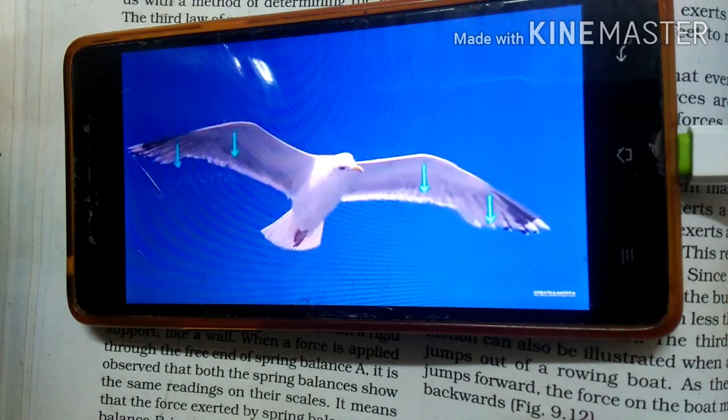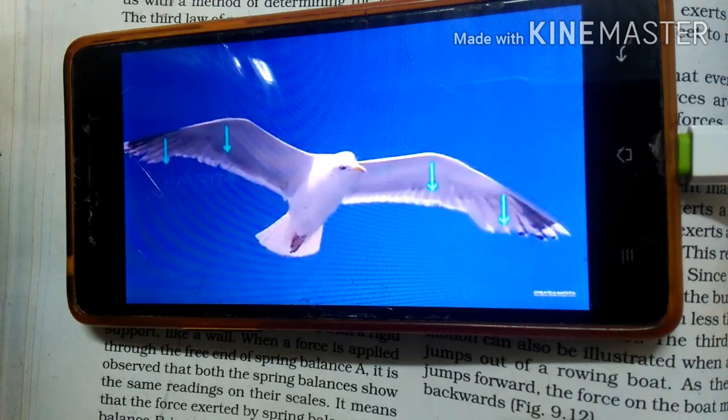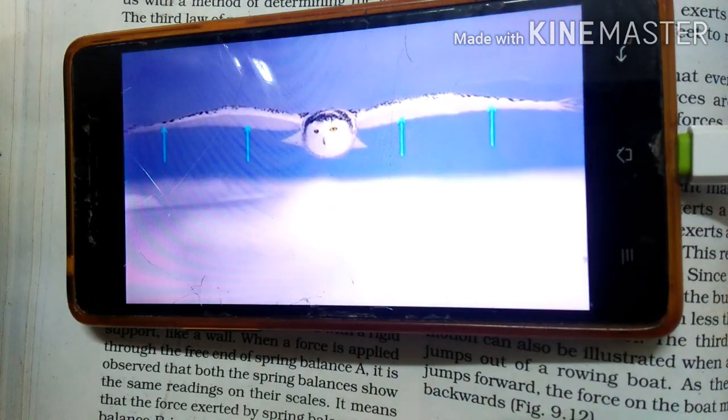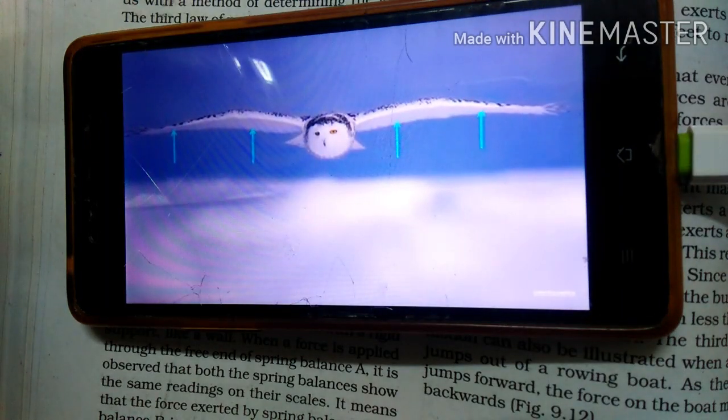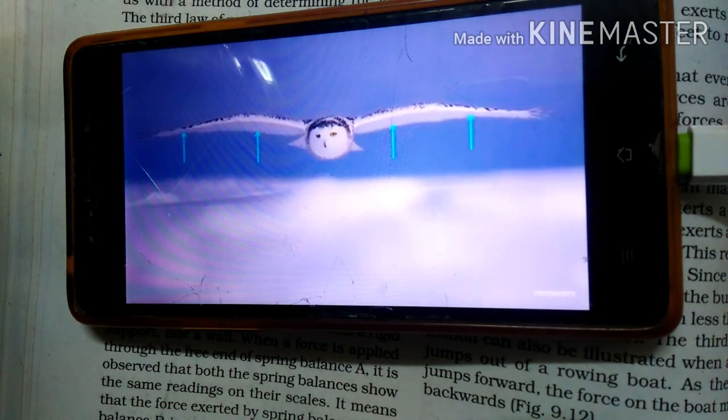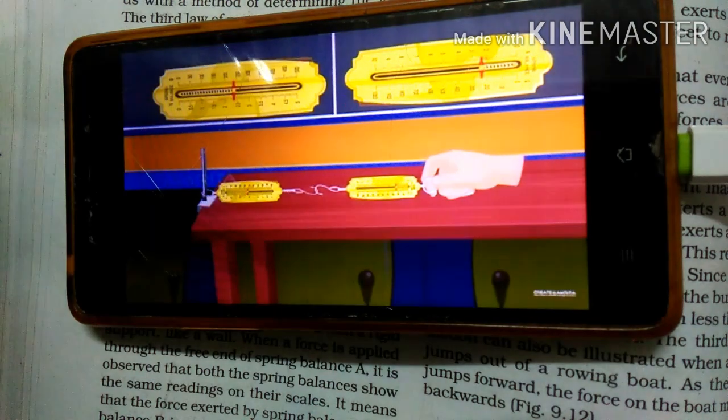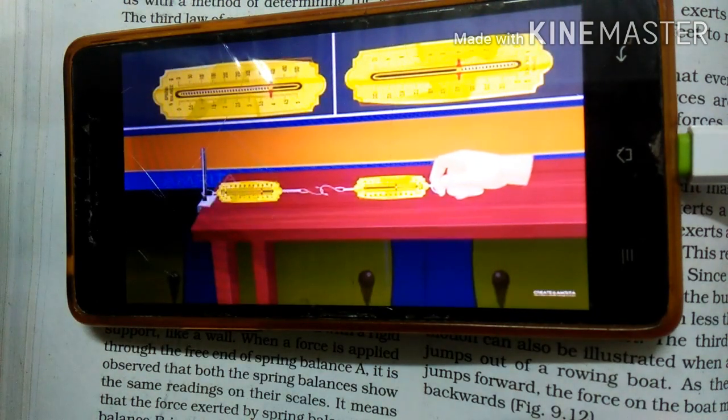Birds, while flying, push the air downwards with the help of their wings, which is action force, and the air in turn exerts a force on the bird in the upward direction, that is reaction force. Here is an experiment which proves Newton's third law of motion.